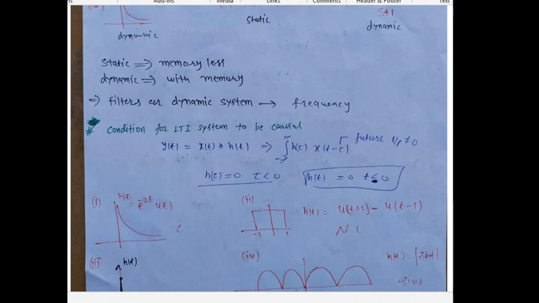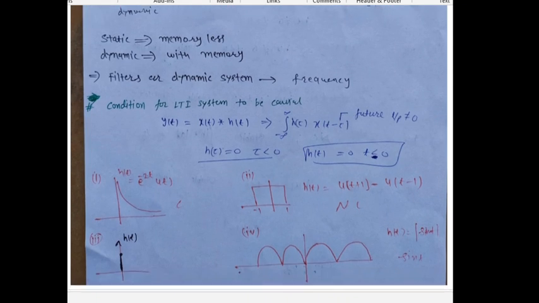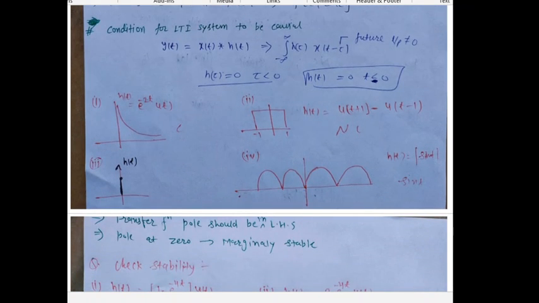So in the diagram we will understand which one is static, which one is causal and which one is not causal. In this diagram, this is causal because s(t) is 0 for t less than 0, and in this s(t) is not 0 for t less than 0, and this is not a causal system. This is a causal system, and this is also a causal system, and this is a non-causal system.